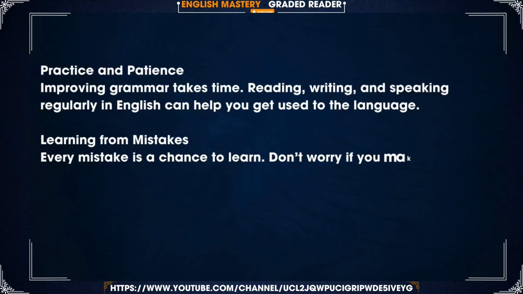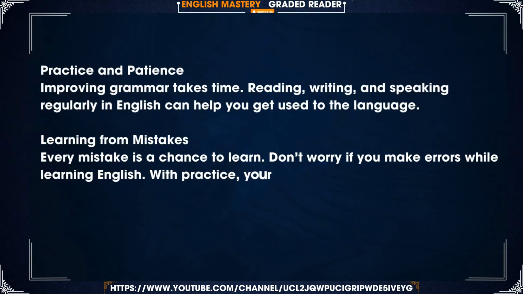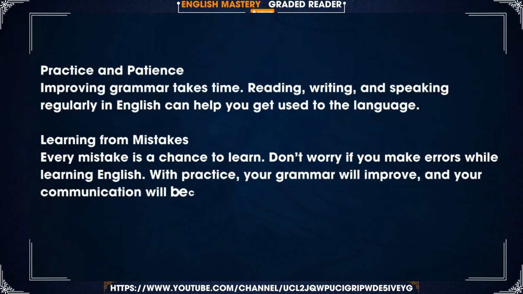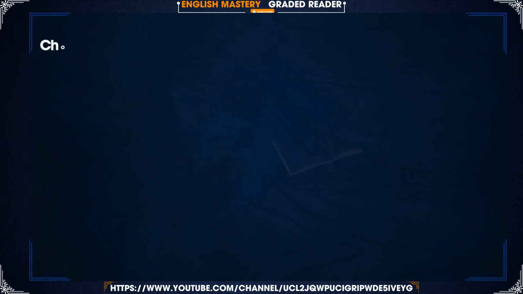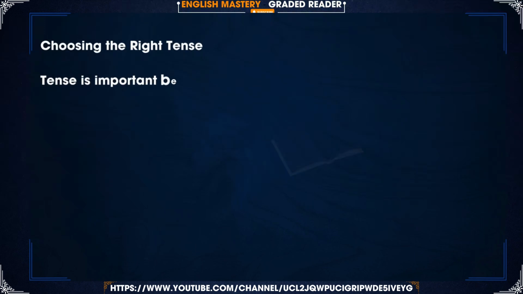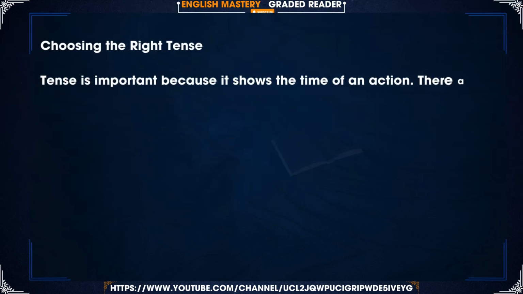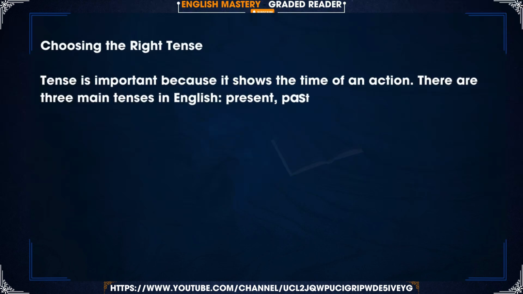Every mistake is a chance to learn. Don't worry if you make errors while learning English. With practice, your grammar will improve and your communication will become clearer. Choosing the right tense is important because it shows the time of an action. There are three main tenses in English: present, past, and future.